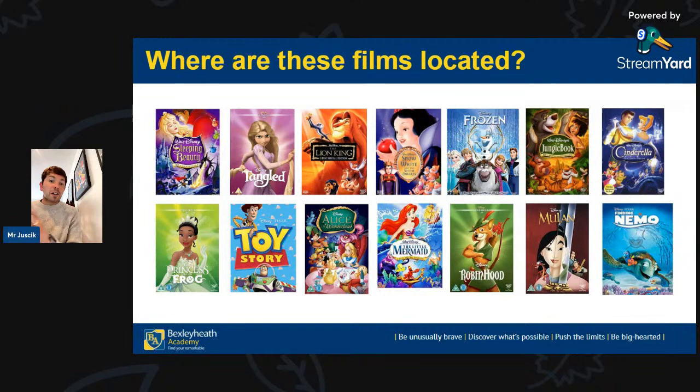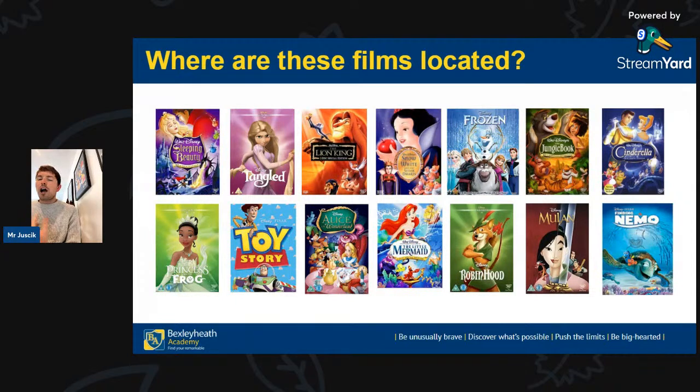Sleeping Beauty, some of these are very old Disney movies, like Sleeping Beauty and Snow White and the Seven Dwarfs. Some more modern ones, like Princess and the Frog, Finding Nemo, and Frozen, which is quite modern. Hopefully, the people around you, maybe your parents or carers, grew up with some of these films, and you grew up with slightly different films. So again, it's appealing to different audiences and showing these stories as well.